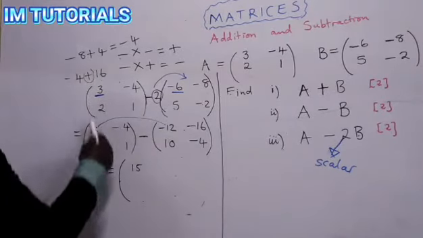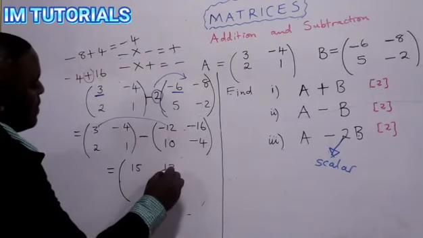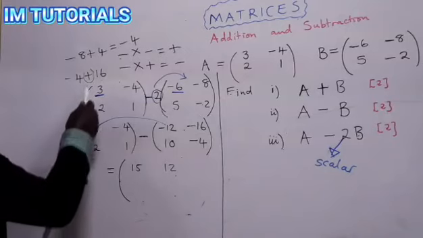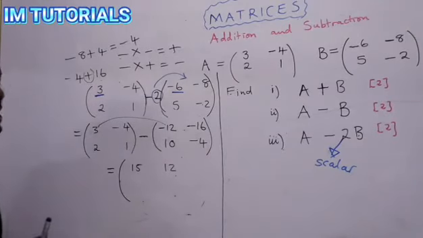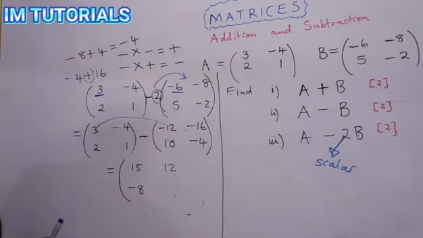So minus 4 plus 16, the difference between 4 and 16 is 12. But you have to take the sign of the bigger number. 16 is the bigger number with a plus sign. So our answer is plus 12. Right. Then 2 minus 10, you get minus 8.